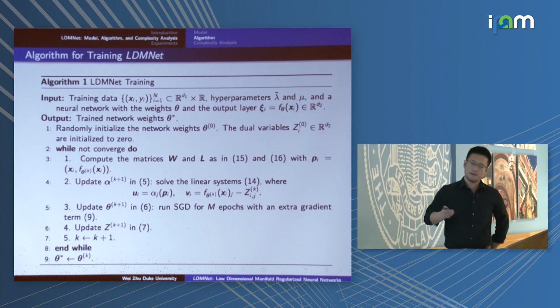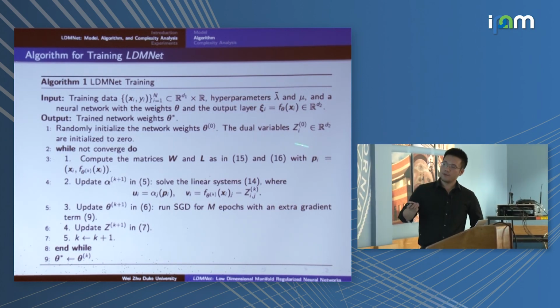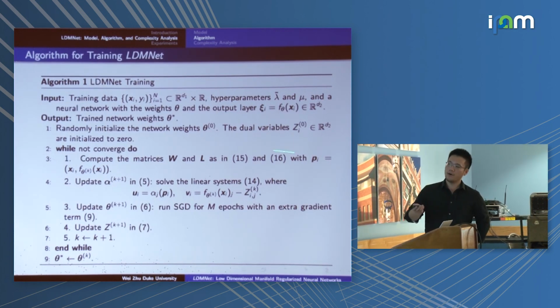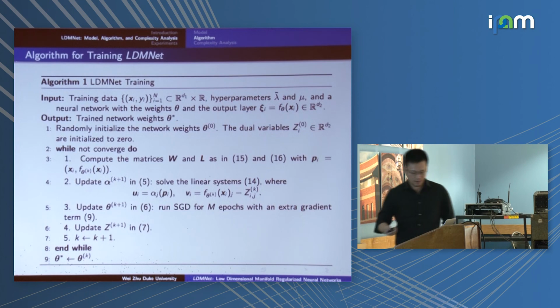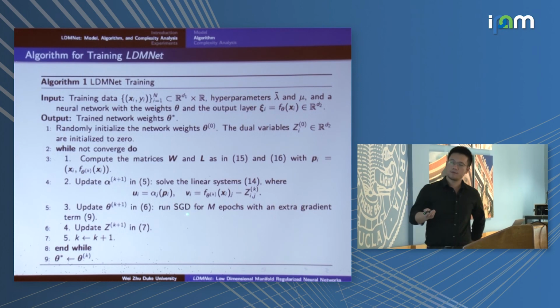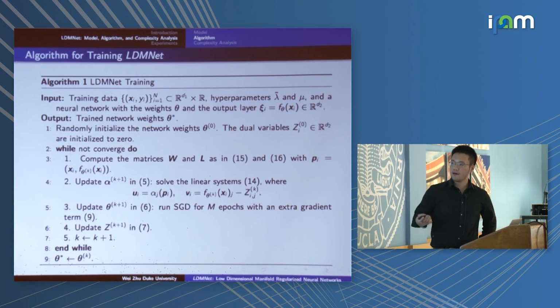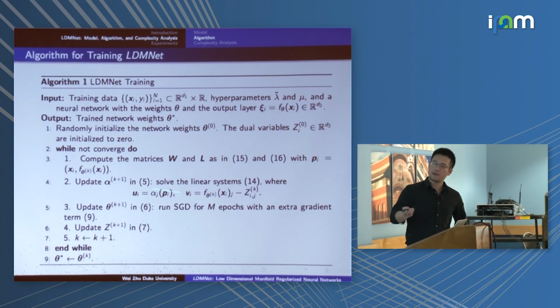So now this is the full training step. You first initialize the network weights, and then you compute the weight matrix among all the data. I'll explain later why this works. This is the weight matrix and the graph Laplacian. Then you update alpha, which is solving a linear system. Then you compute theta k, which is solved by running SGD for m epochs. In our experiment, we always set m to be 2. Then you update the dual variable and iterate. Compared to standard network training, these two steps are the additional steps.